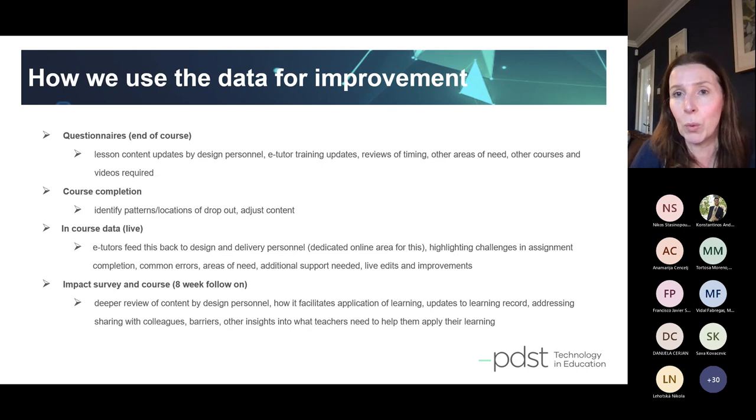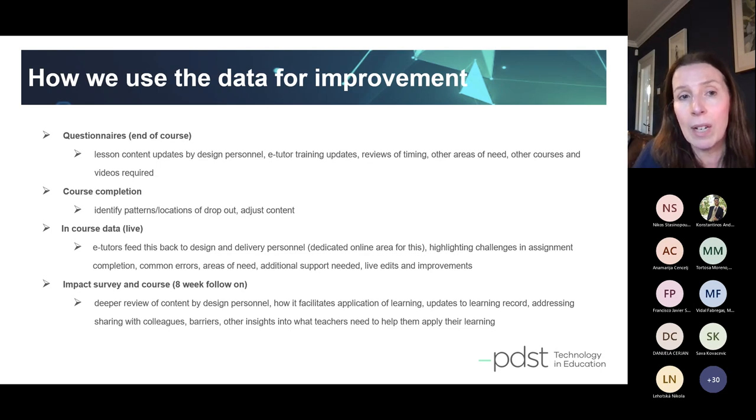So that's the traditional questionnaire, which we have always had and always acted on. Then something we've looked at a little bit more closely in recent times would be course completion. So identifying patterns and any locations of dropout and adjusting content. For example, our courses typically would have five modules, and in our first module there was a high dropout rate. What we have tried to do is make our first module a little bit easier to promote more engagement, and then we've tried to balance out the content. So once we get them past module one, they're much more likely to stick with us. So that's something we're continually looking at, and it provides some useful data to us.